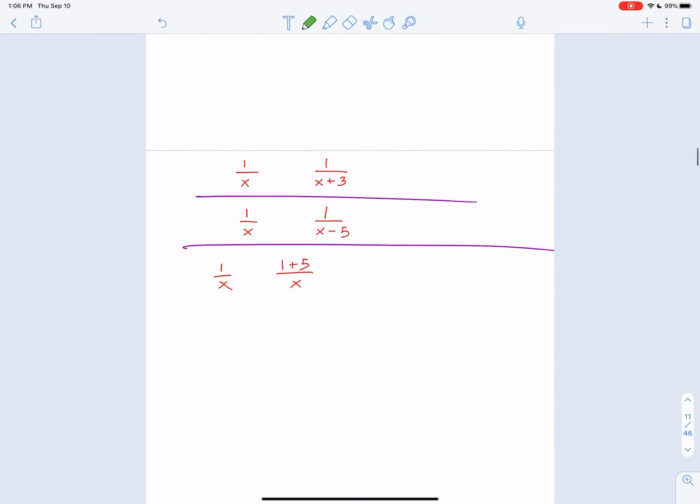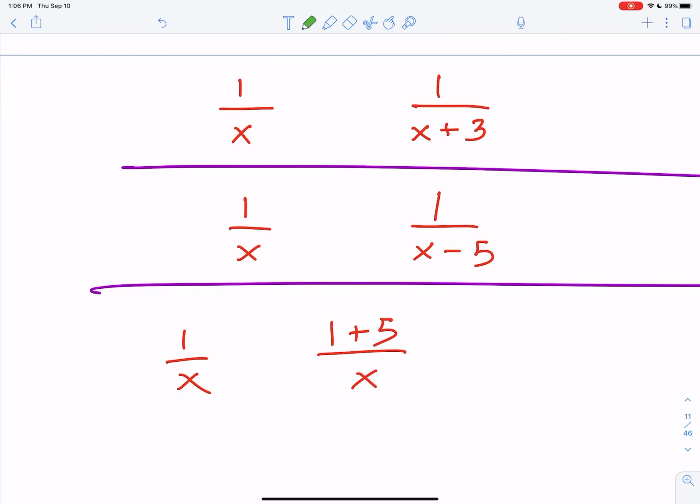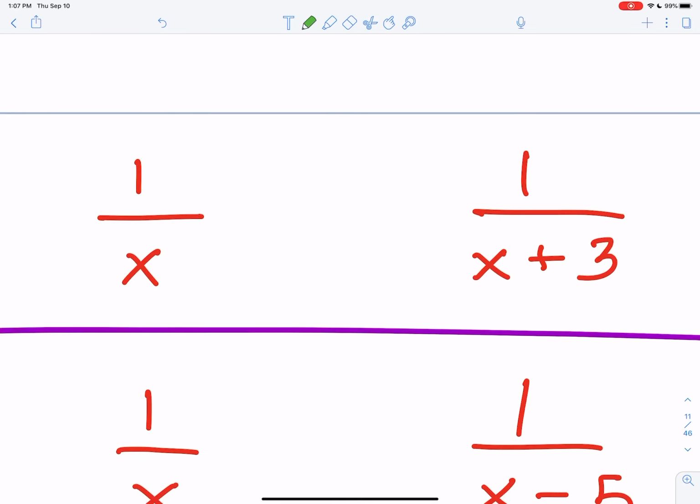So here we go. Before we do, I want to give you guys a little bit of a warm up, if you will, okay? Let's say we had 1 over x and then 1 over x plus 3, okay? In theory, and let's just assume that x is a positive number, which of the two fractions here is larger? Okay, pause, think about it, and press play when you're ready.